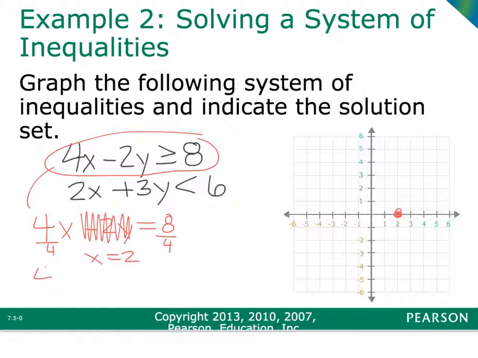If you want your y-intercept, you would need to zero out your x. So you'd have negative 2y equals 8. You'd have to divide each side by negative 2, so your y-intercept would be -4. You'd plot that on your y-axis. Because the inequality symbol has an equal to, you are going to use a solid line.